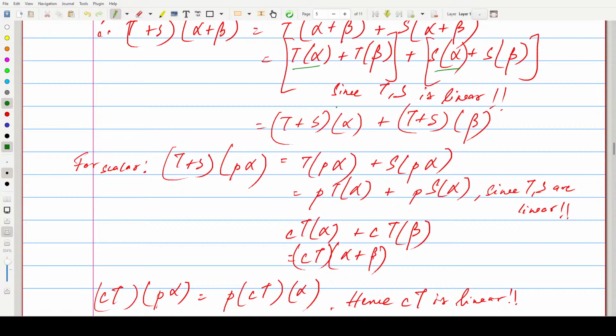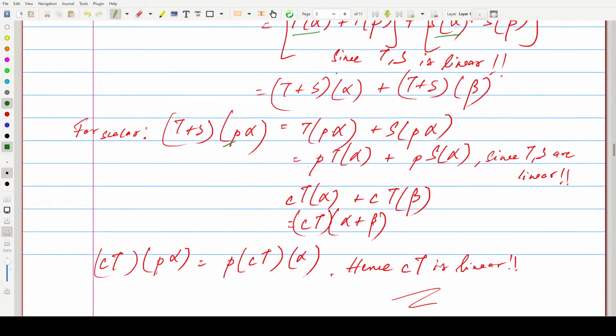And let's say that we have some scalar C, then how do we do it for the scalar multiple? Essentially that results in C times T alpha plus C times S of alpha, and that is essentially C of T alpha plus C of T beta of this form, and that is essentially C of T of alpha plus beta.